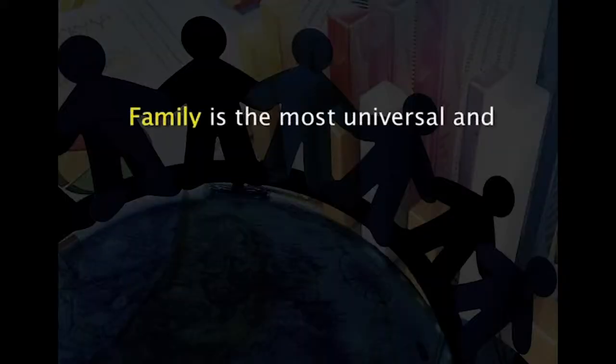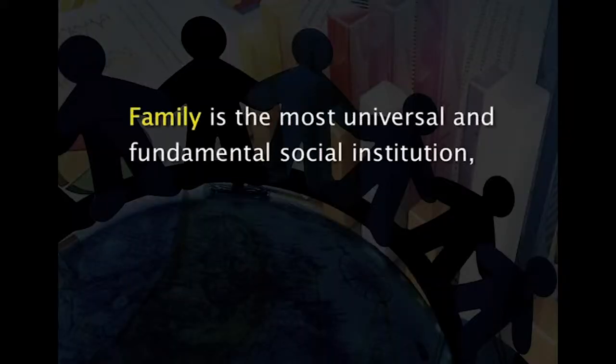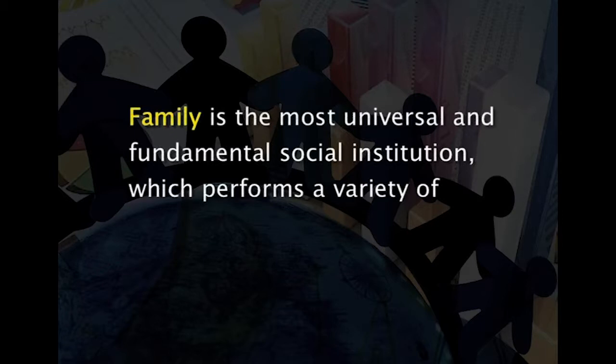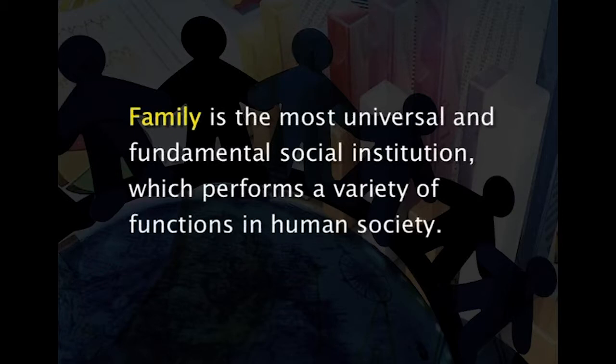Family as a functional unit. Family is the most universal and fundamental social institution which performs a variety of functions in human society. The main functions of family are: family is a social institution in which it is socially acceptable to reproduce. Family is the social unit in which the norms of sexual behavior are most clearly defined. Satisfaction of sex needs is one of the most essential functions of family.